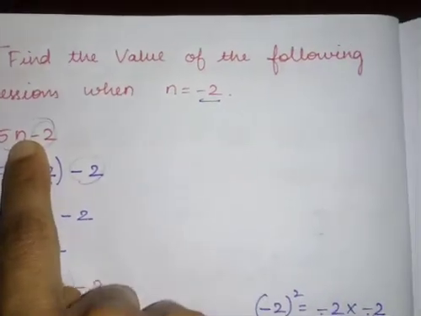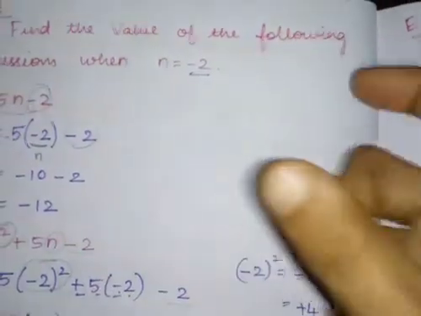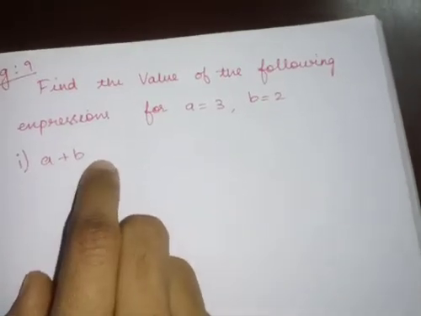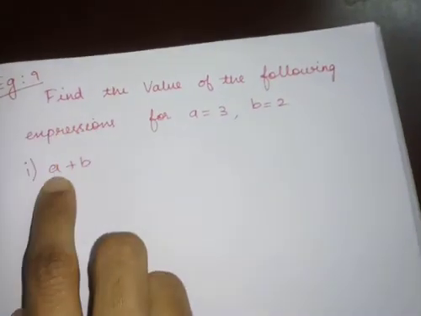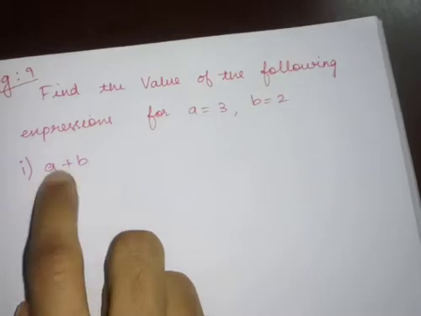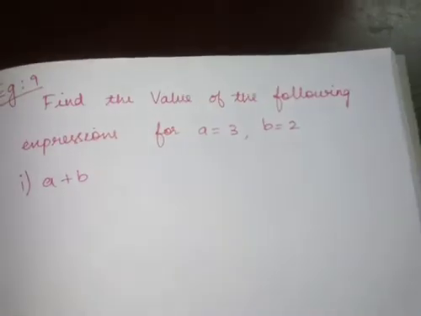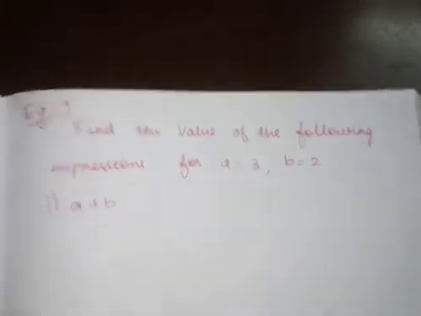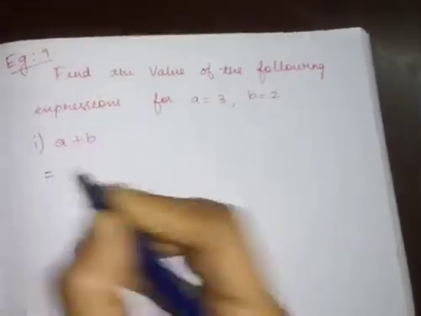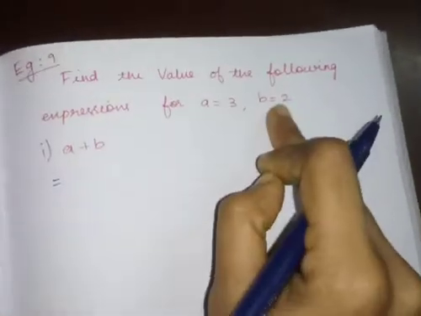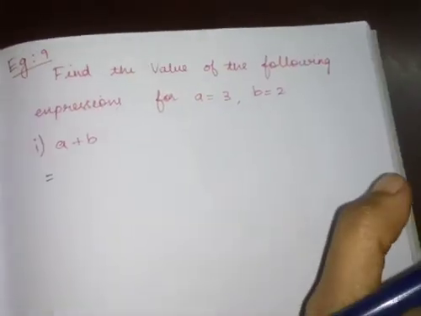In previous problems, we had only one variable, like n or x. But here we have two different variables, A and B. So we have to substitute the value for A as well as B. Both values are given in the question, so we directly substitute them. The A value should be substituted for A and the B value should be substituted for B. That should be correct.